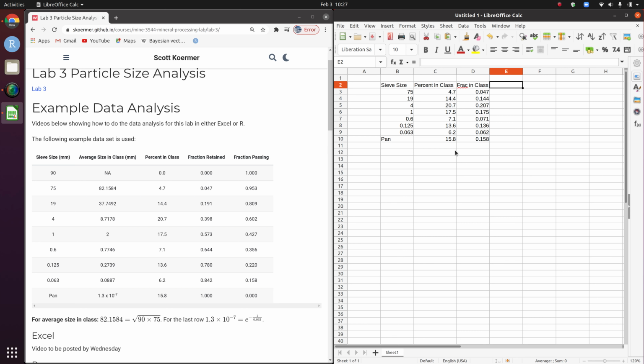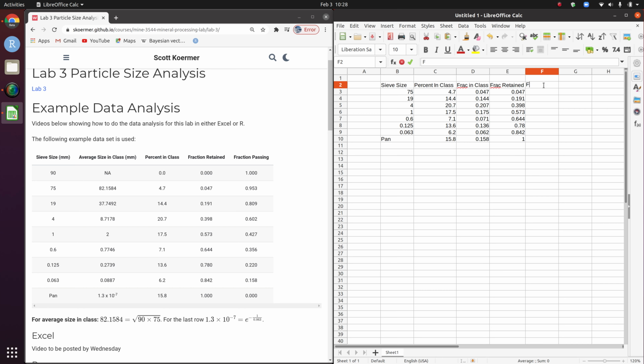Alright, now for fraction retained. Now if we had our 75 millimeter sieve for this example problem, we sieved our entire sample through that screen. The fraction retained is simply just the fraction in class. And working down the sizes, the fraction retained would just be the fraction we saw in that class plus the sum of everything above it. Right? That would all get caught in the screen. So using that relationship, we get the fraction retained. Alright.